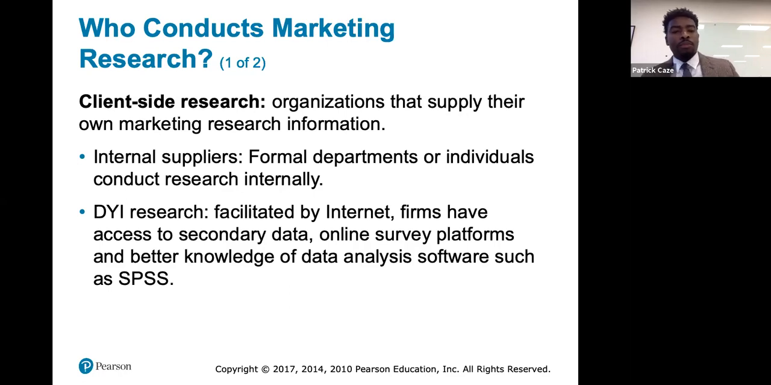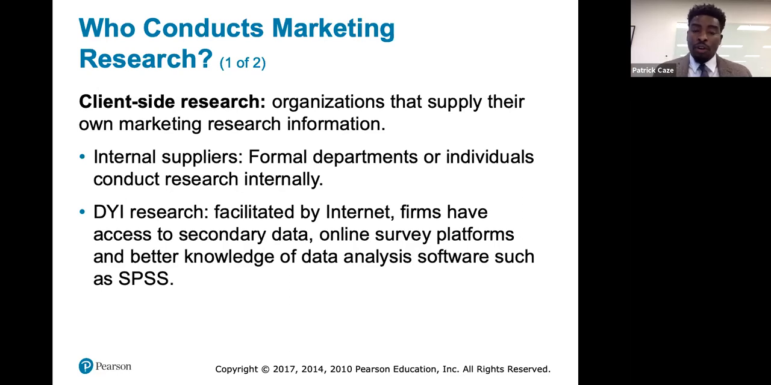Within that, they have internal suppliers. They have departments or individuals that conduct research internally. And then they have DIY research, which is facilitated by the internet. Firms have access to secondary data, and secondary data is data that you don't collect yourself, but you get it from another source. You haven't actually done the research, but you know someone who did, and you take that information. Online survey platforms, and also what we call SPSS, which you will become familiar with.